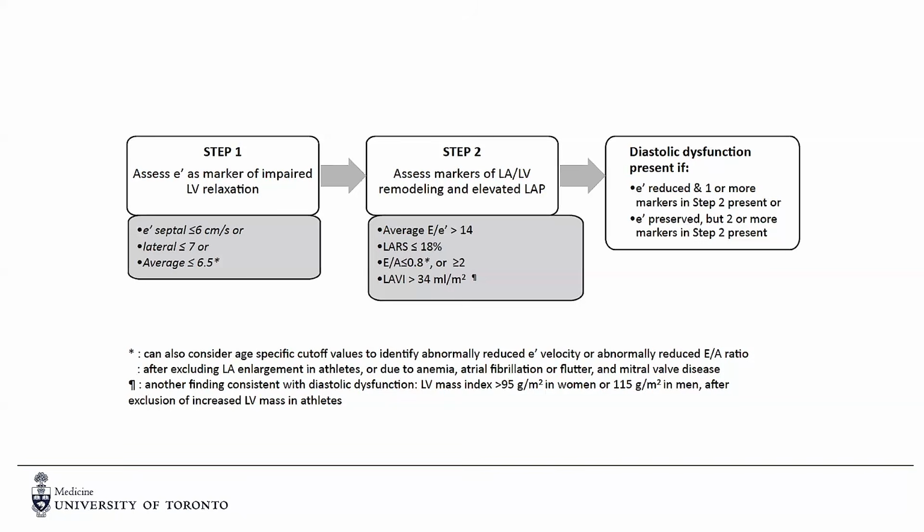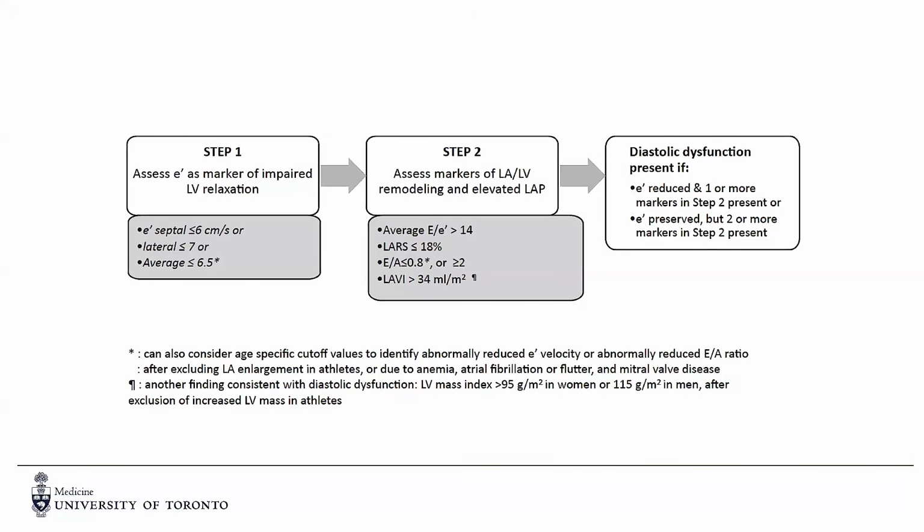You're looking at your left atrial reservoir strain, less than 18. You look at your E to A ratio, either very, very low, representing a grade 1 diastolic function or impaired relaxation phase, or very, very high, representing a restrictive filling phase. Or you look at your left atrial volume index as greater than 34 as a representation of chronically elevated left atrial pressures.